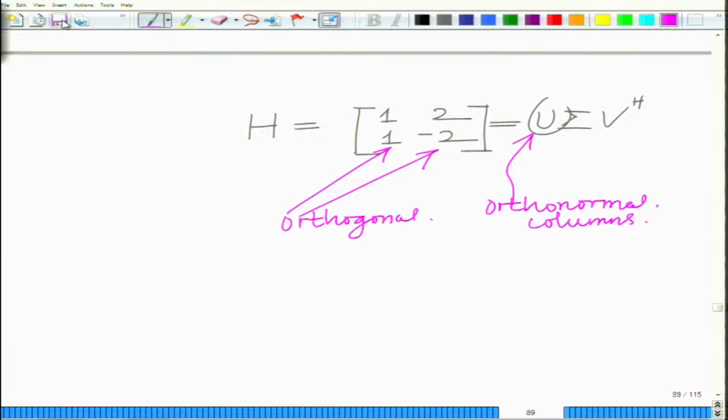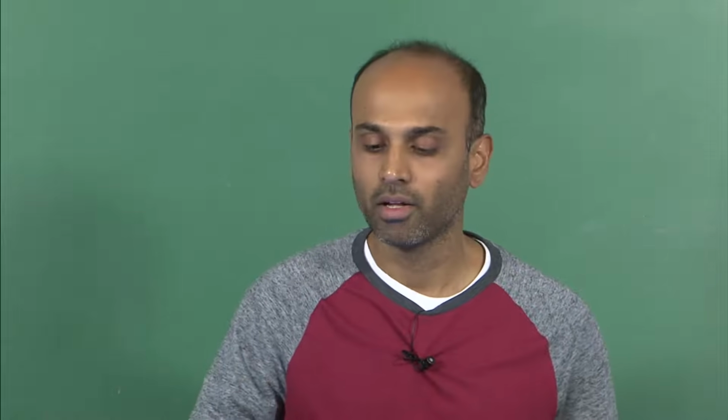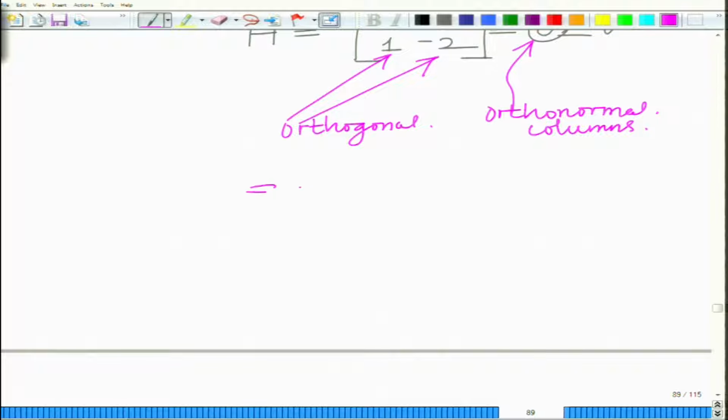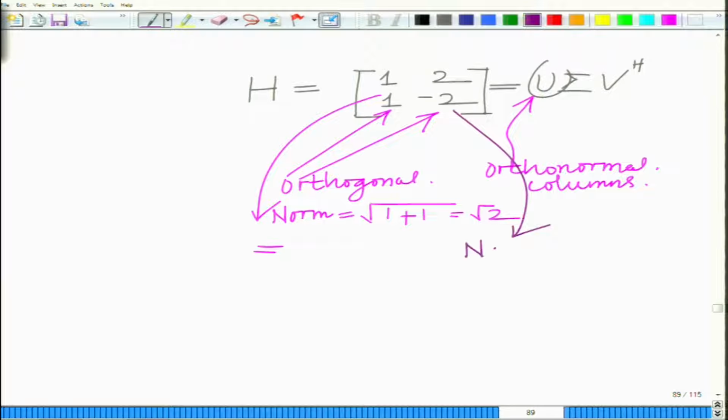So all we have to do is simply normalize them to unit norm, which means divide them by their norm, and that I can do as follows. Each column I have to divide by its norm. So the first column, you can see norm equals square root of 1 plus 1 equals square root of 2, and for the second column the norm is square root of 2 square plus 2 square, that is square root of 4 plus 4, that is square root of 8, which is 2 square root of 2.